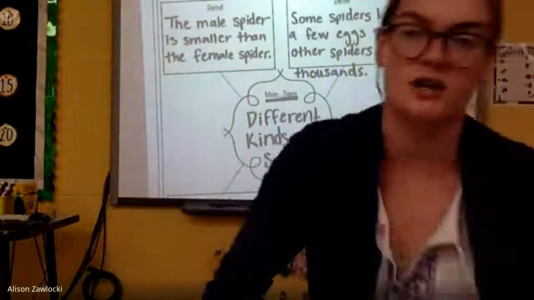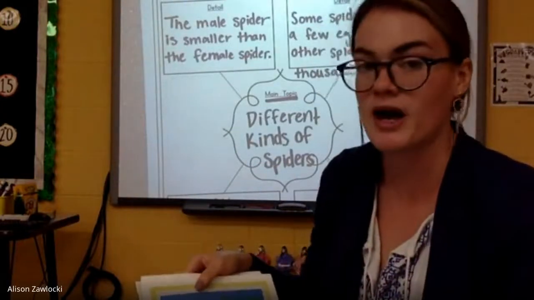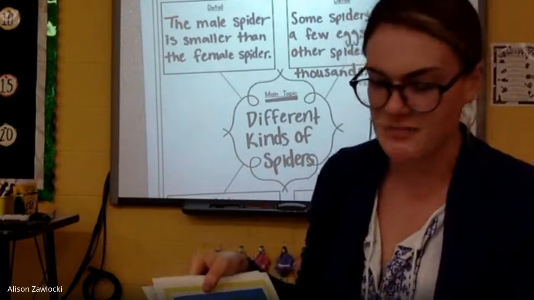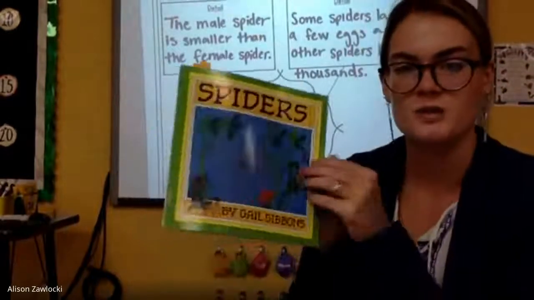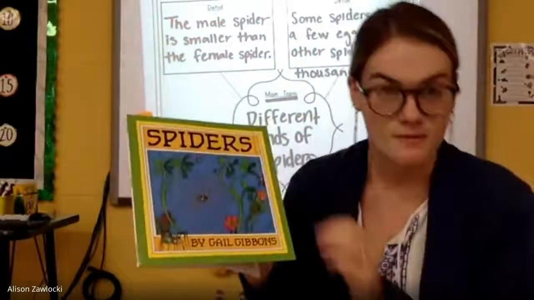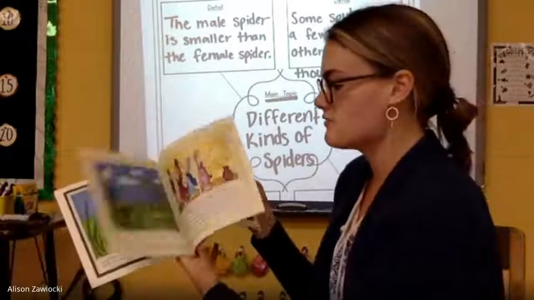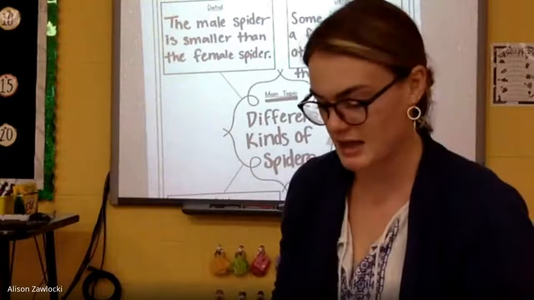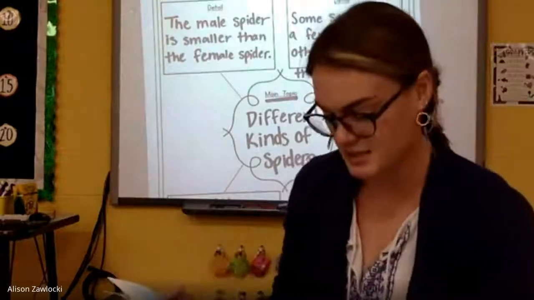So we already determined that our main topic was different kinds of spiders. And we have here how to find the main topic. So what we have to do, remember, is we look at the title. The title is Spiders. Oh, so that shows us that it's all about spiders. We look at the pictures. We see a lot of different types of spiders in our pictures. And we reread the first and last sentences. So let's reread the first sentence. Then when we're finished, we'll reread the last sentence.